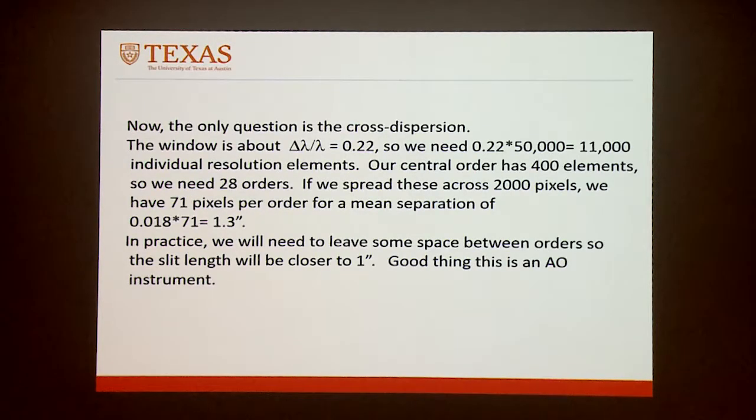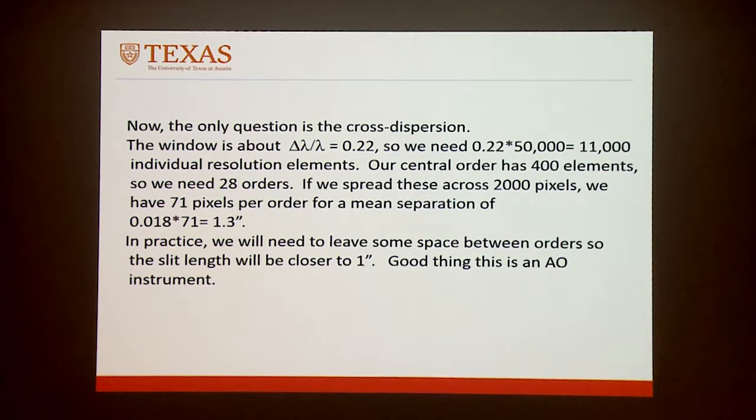Okay, now, the only question left, let's assume we can make the impossible possible. The only question left is cross dispersion. So the total band is about 0.22, and so that means at our resolving power of 50,000, we need 0.22 times 50,000 resolution elements.